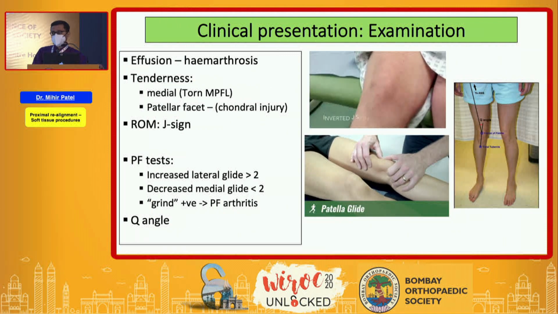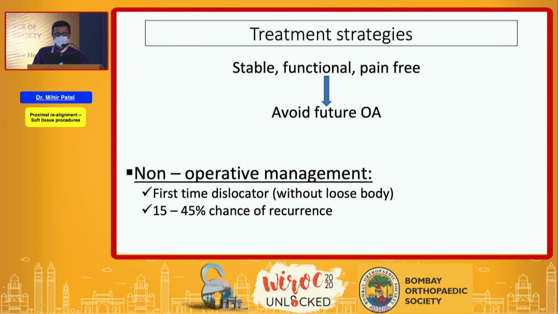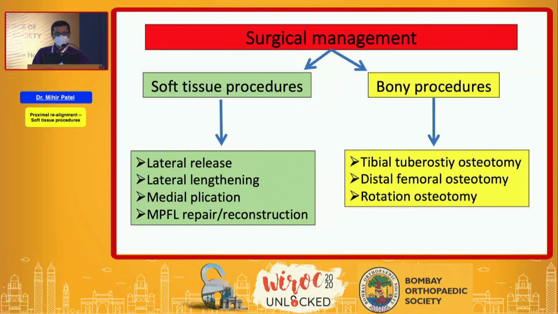Q angle has already been discussed by Dr. Sandeep very well. A lot of radiological parameters I am not going to talk about in this because we already discussed this. Treatment strategies, the aim is to get a stable, functional, pain-free knee to avoid any future OA. Non-operative management is always tried for a first-time dislocator without any loose body, but the patient has to be explained there is a 30% chance of recurrence.